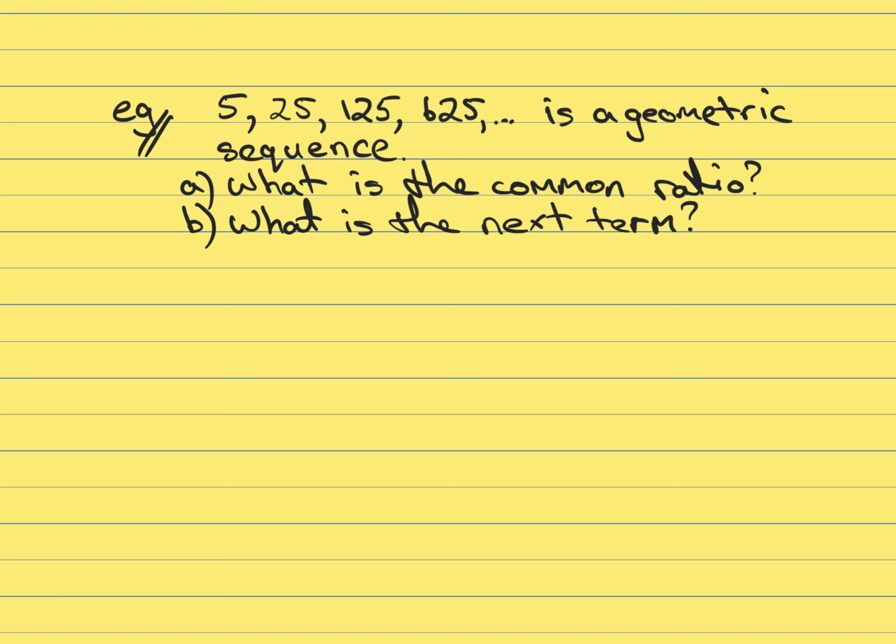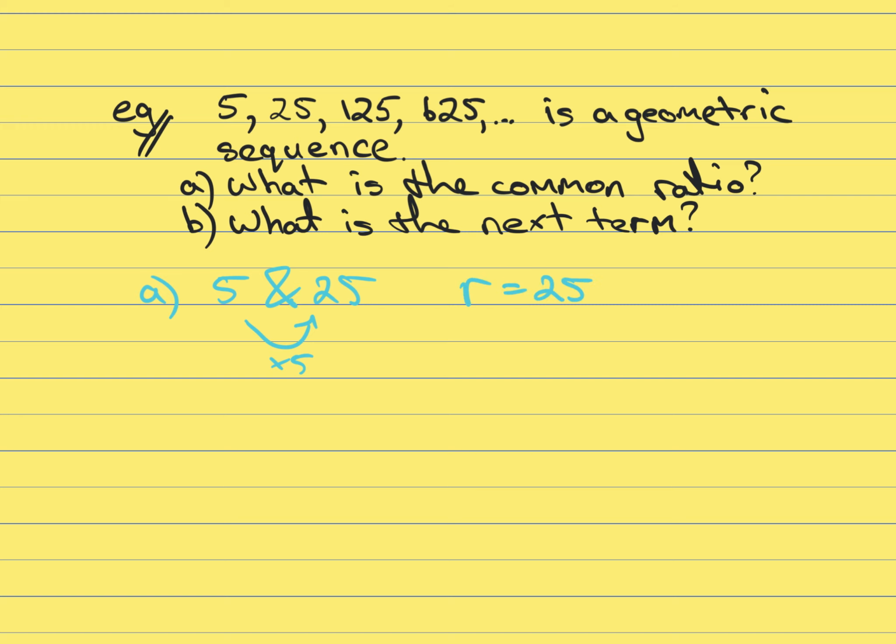In this example, we've got the numbers 5, 25, 125, and 625, and it goes on. And we're told that that's a geometric sequence. What we're being asked to do is find what the common ratio is, and then what the next term is. I can pick any that I like, but I'll just go with the first two numbers, 5 and 25. The common ratio is just what we have to multiply by to get from one term to the next. So you can see there that 5 times 5 is 25, so R is equal to 5.